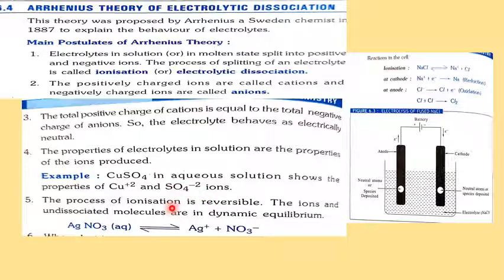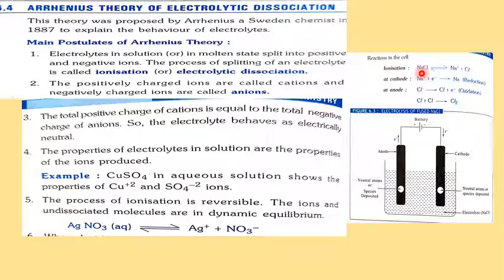Okay, next one, the process of ionization is reversible. The ions and undissociated molecules are in dynamic equilibrium. Listen, if we take a weak electrolyte, it dissociates into cations and anions. That means NaCl dissociates into Na+ and Cl-. If we take 100 molecules, if it is a weak electrolyte, only 10 molecules dissociate into Na+ and Cl-. After formation of 10 Na+ and 10 Cl-, these Na+ and Cl- combine together again to form NaCl.